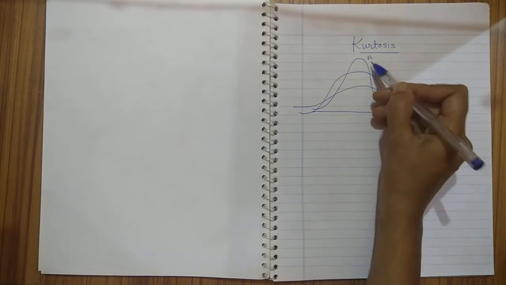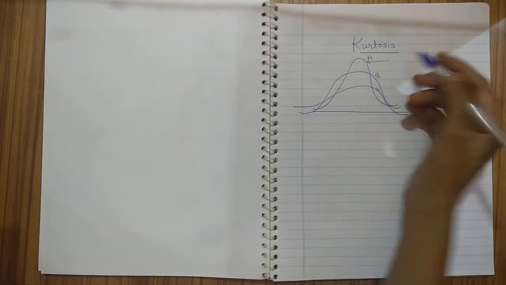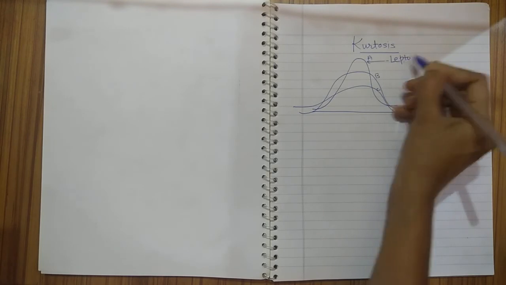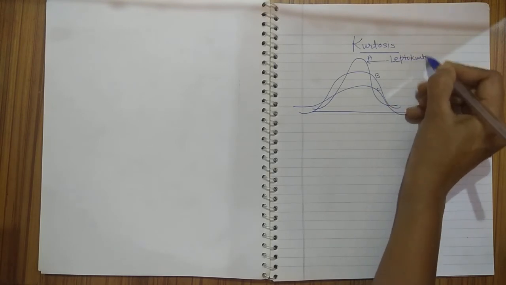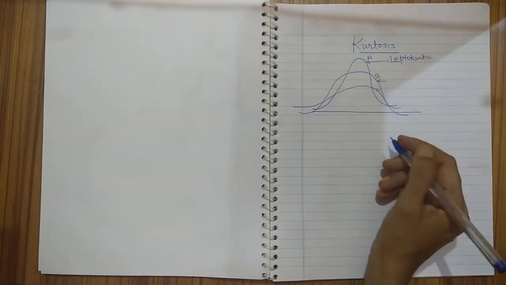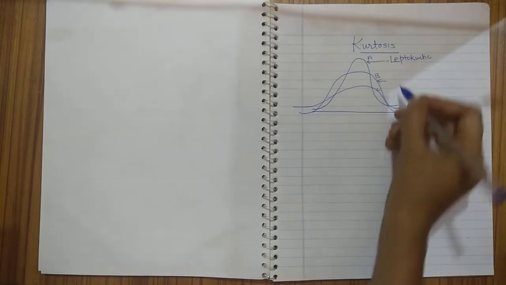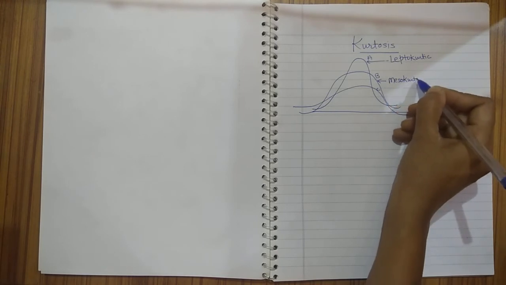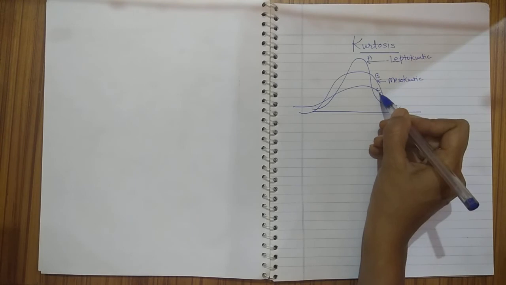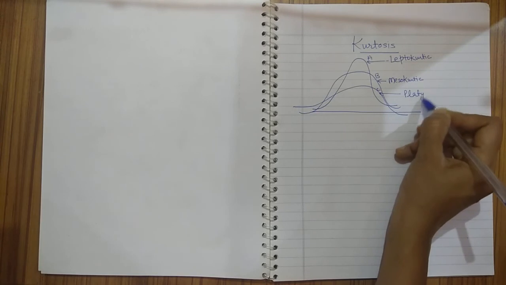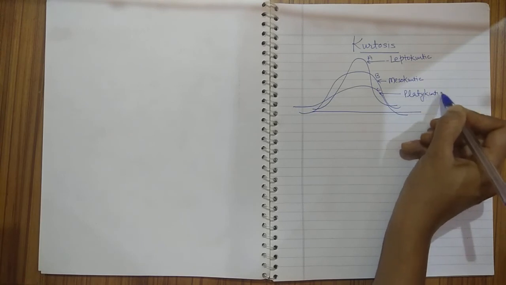This kind of peak, which is the largest peak, is known as leptokurtic. This kind of peak, the medium kind of peak, is known as mesokurtic. And this kind of peak, which is smaller, is known as platykurtic.